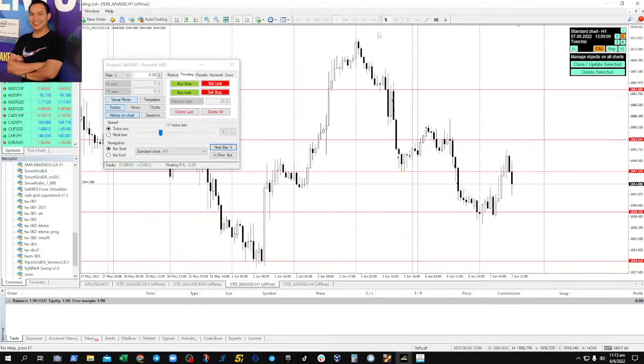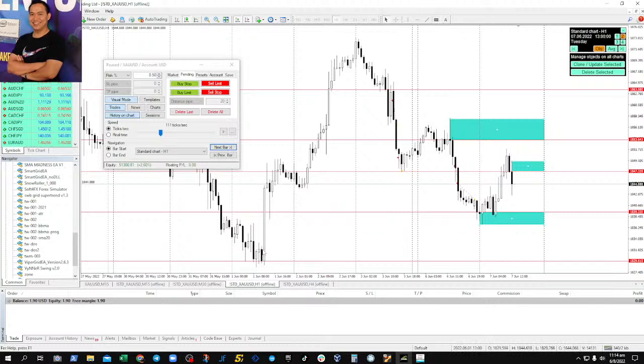So now it's on the H1, and on H1 I'll do the SNR level. We don't have to make it so big. We just go until the period separator over here. This is the supply zone. This is a demand zone over here. I'll pick this one instead. Okay, and highlight all this zone as well.